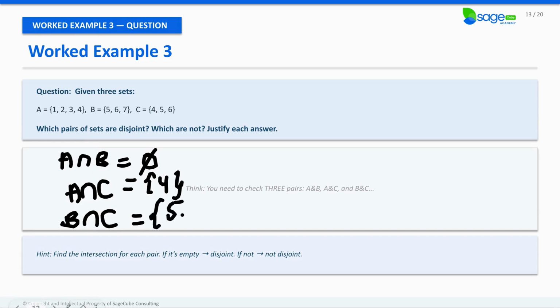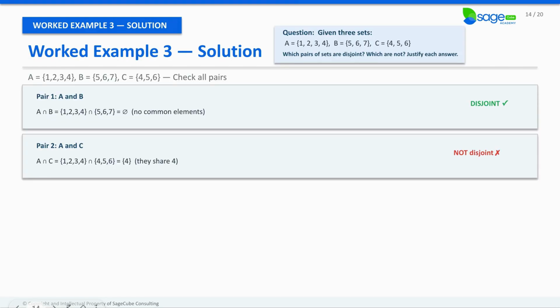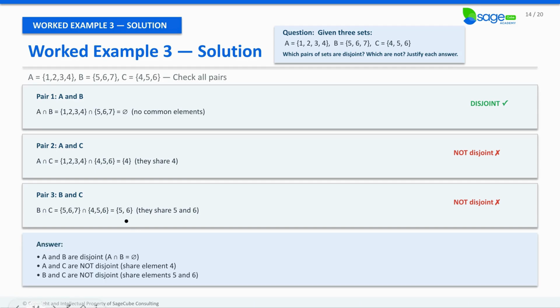So we can tell that A and B are disjoint sets. A and C are not disjoint. They have 4 in common. And B and C are not disjoint. They have 5 and 6 in common. So do we see that here? A and B disjoint, no common element. But for A and C, we found 4, right, to be the shared element. And then for B and C, 5, 6 to be the shared element.